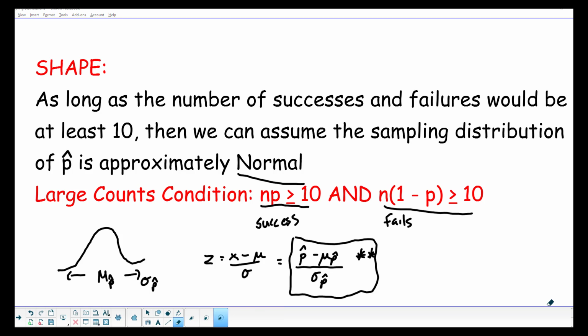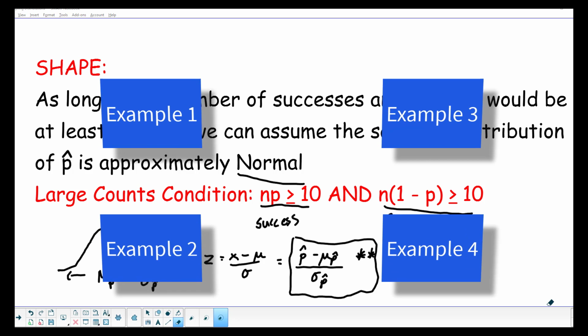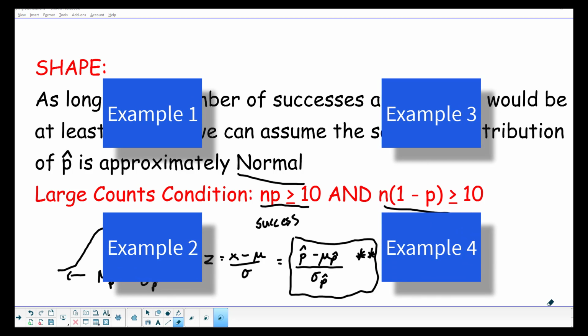All right, so now you can take a look at the examples. I recommend you look at them in order, but go ahead and click the buttons, example 1, 2, 3, or 4 to proceed.